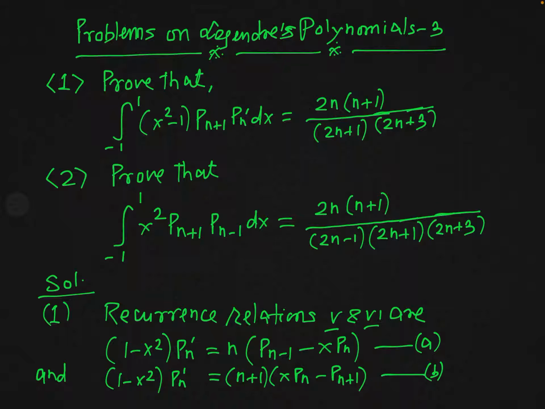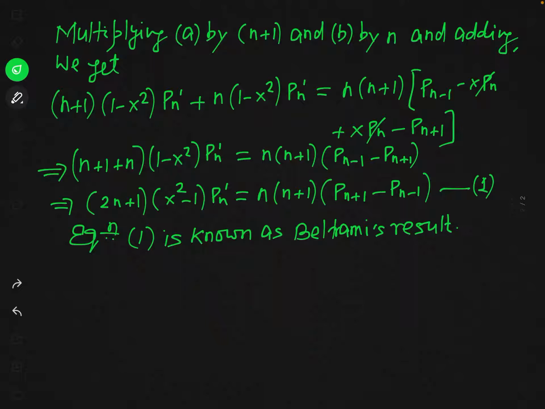So let us see, your first recurrence relation is what? This is (1 minus x square) Pn dashed equal to n into (Pn minus 1 minus x Pn). And the sixth recurrence relation you have studied, this is (1 minus x square) Pn dashed equal to (n plus 1) times (x Pn minus Pn plus 1). So these are the fifth and sixth recurrence formula or recurrence relation you can see.